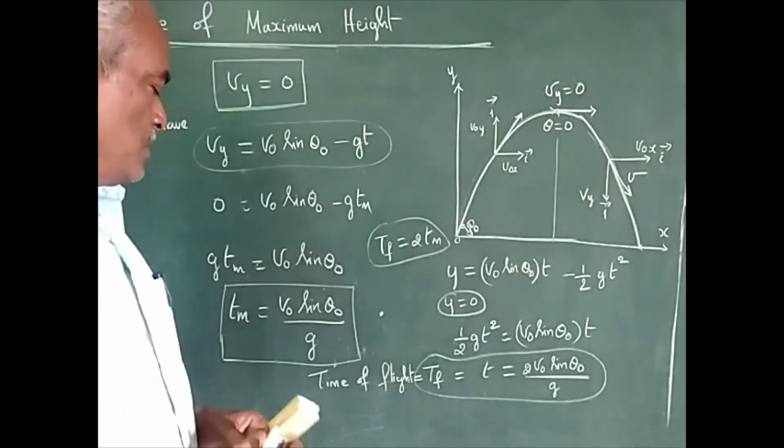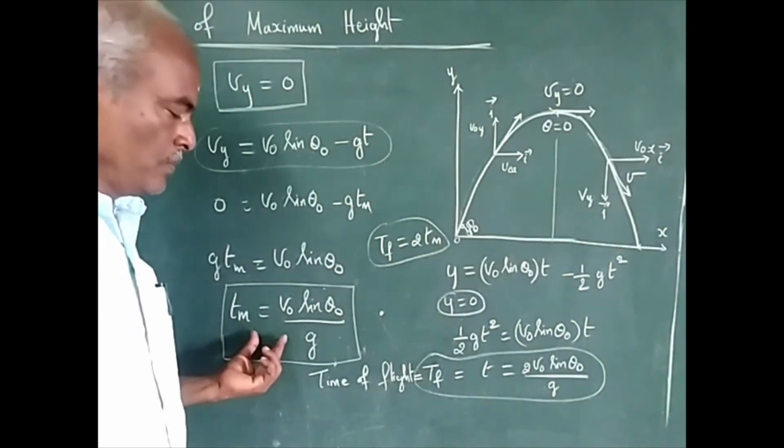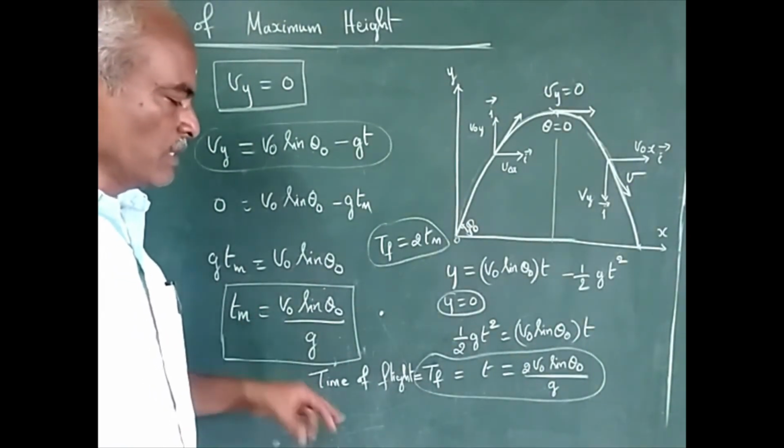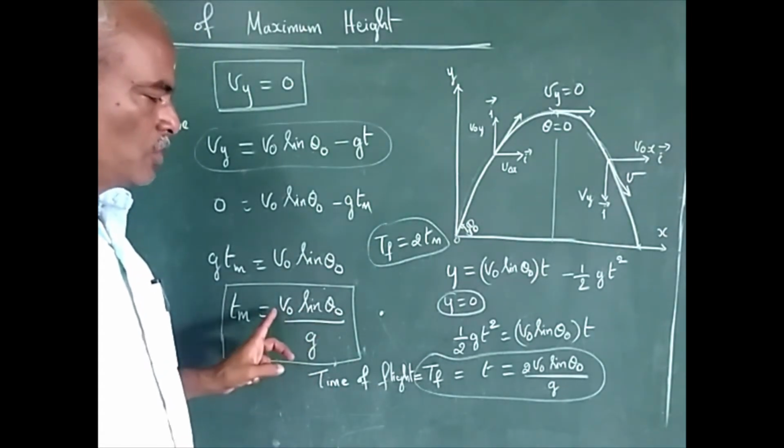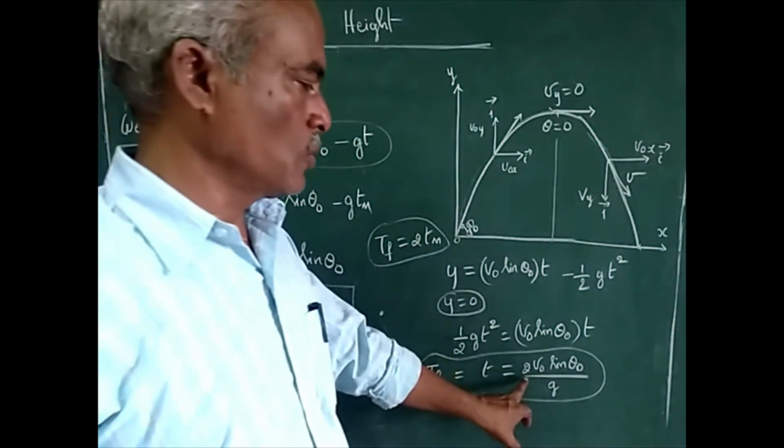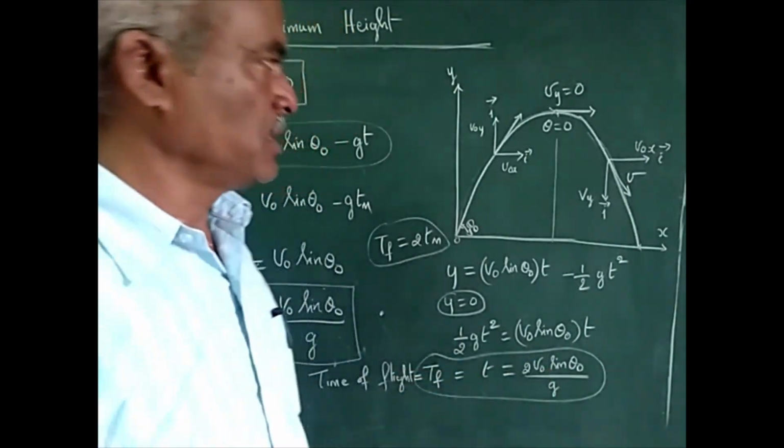Maximum height. Therefore, this value, if you multiply by 2, you will get the time of flight. That means V naught sin theta naught divided by g, into 2. That's what we got here also: 2 V naught sin theta naught by g.